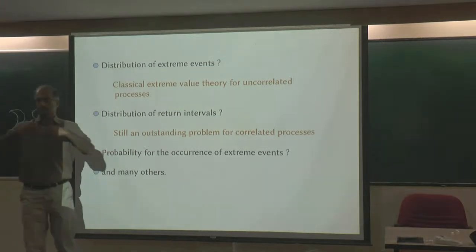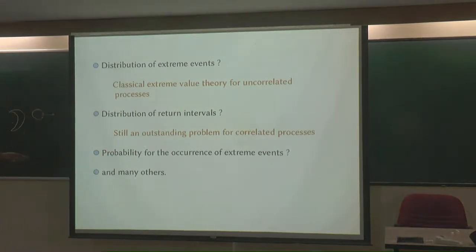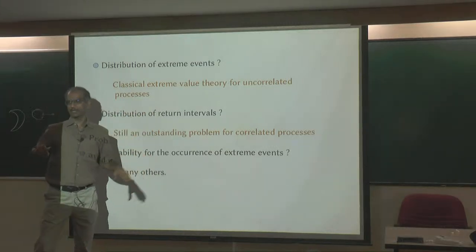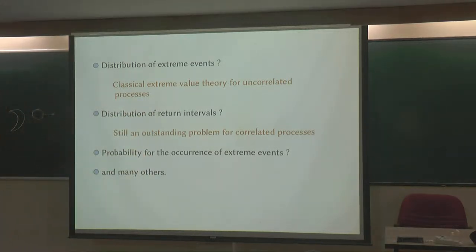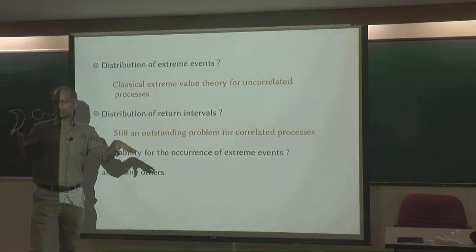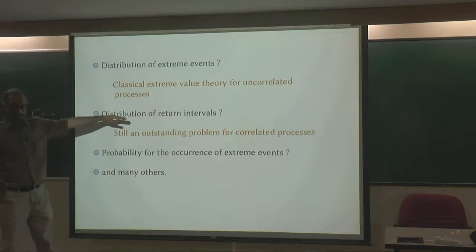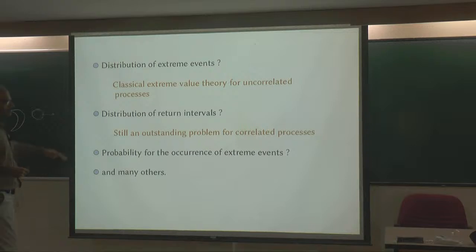Just asking the question, how are these numbers distributed? That's an extremely old theory. Classical extreme value theory, especially for uncorrelated processes, gives you all universality results, so I'm not going to even describe them. There are Gumbel and many other distributions. The other interesting question is, what is the distribution of the return intervals? Again, for uncorrelated processes, it's a fairly easy question to answer. But if your process is correlated, then it's still an outstanding problem. You don't know what the exact distribution of return intervals is for a correlated process.